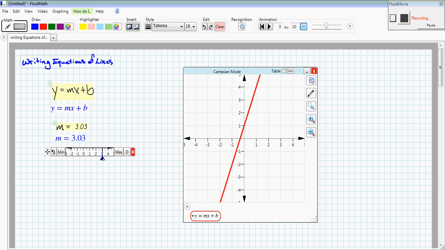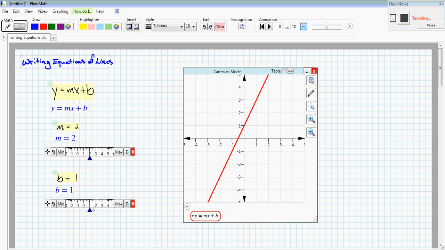the line gets steeper. For example, if we were to make the slope 2, for every 2 we rise, we run 1, because 2 can be written as 2 over 1, rise over run. B, the y-intercept, is the other thing that we have to find. Right now, the y-intercept is 1.